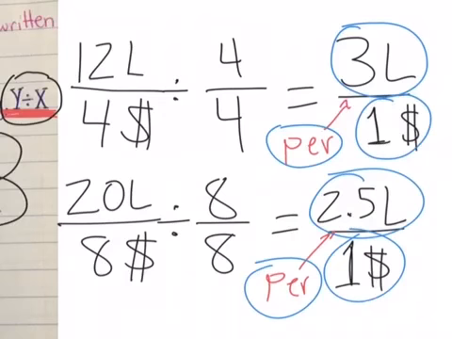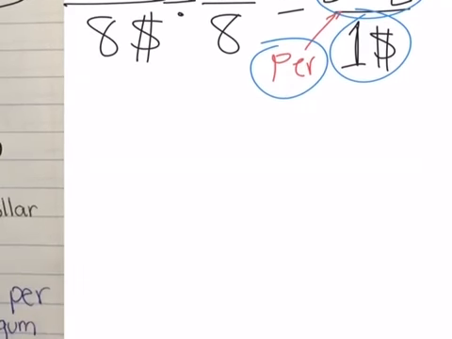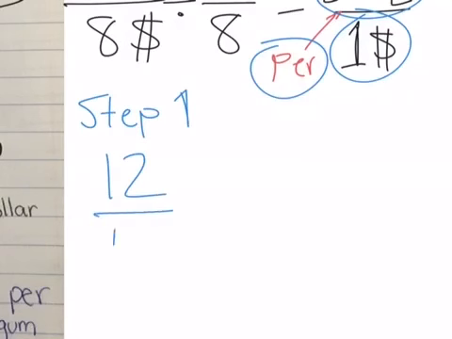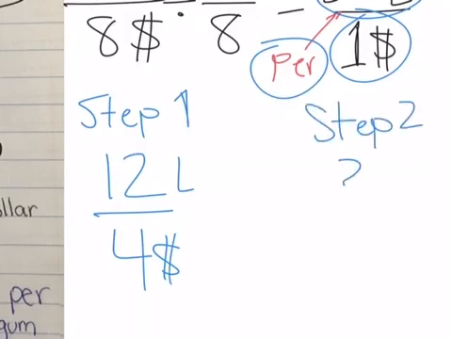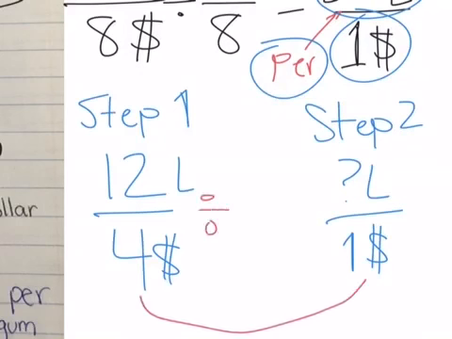If you recall, in class, I said step 1, write your ratio. So 12 liters over $4. Step 2, write your goal. How many liters can I buy with $1? And at this point, you can fill in the rest. How do I get from 4 to 1? Divide by 4. Whatever you do to the bottom, you have to do to the top. So we know that this question mark is actually 12 divided by 4, which is 3.